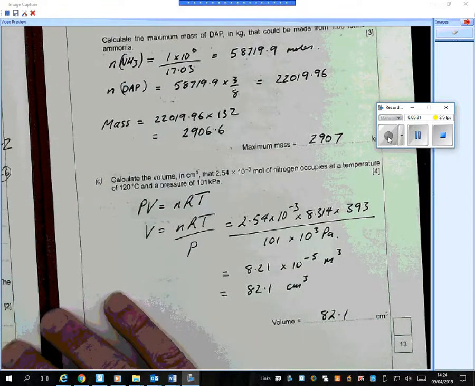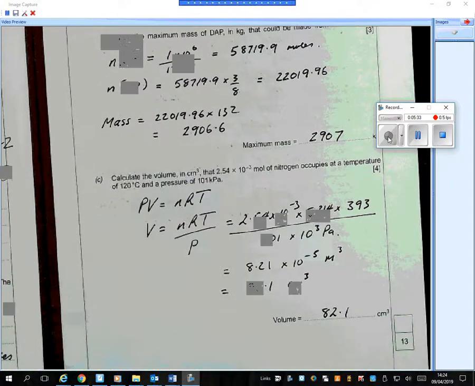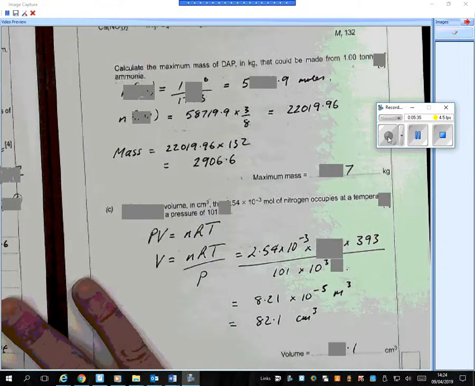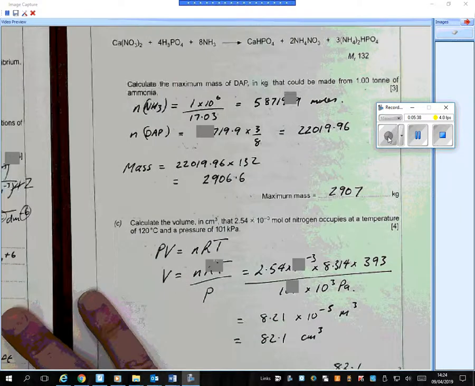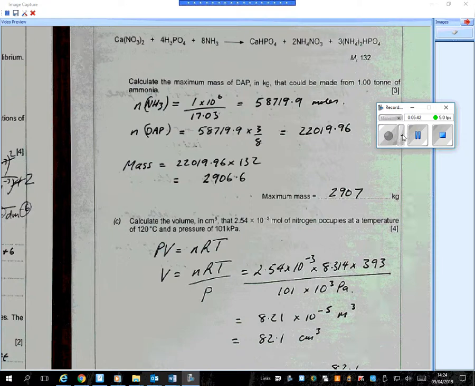Now we have another moles calculation. This is again a pretty easy one, except they've messed around with the units, as they often do. Let's just shift this out of the way.